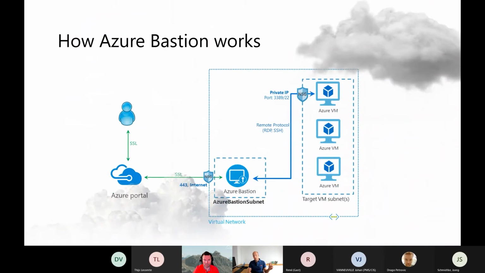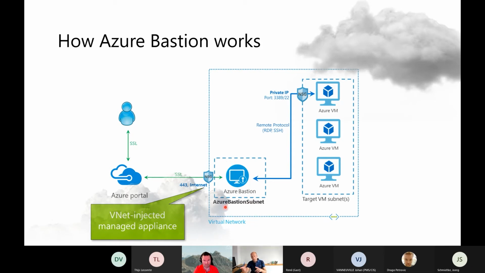How does it work? This is a simple environment, but it gives you a great overview. So you have your virtual network. Inside your virtual network, you have your 3 virtual machines. Let me enable my laser pointer. So you have your virtual network. You have 3 virtual machines. They are in a subnet protected by an NSG. And if you want to enable Azure Bastion, you inject the Azure Bastion host inside your virtual network.